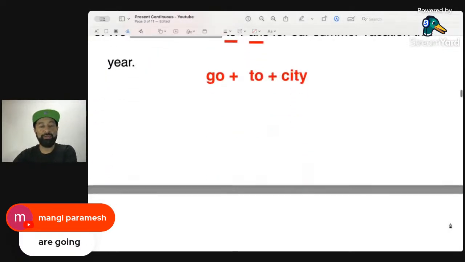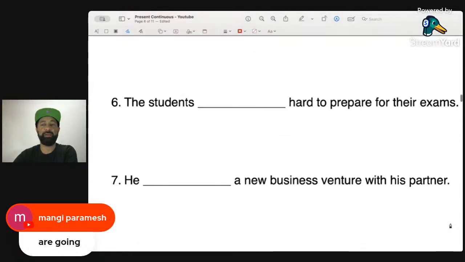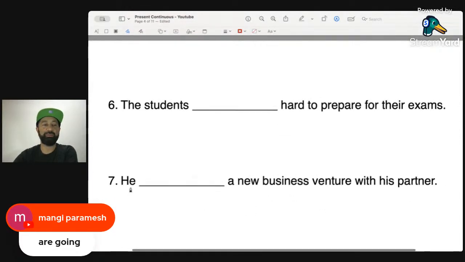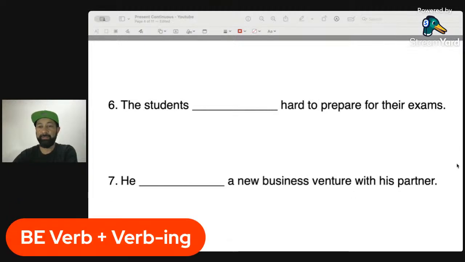This is the warm-up exercise, just getting you comfortable with be, verb, and ing. So it will get more difficult. Number 6, the students something hard to prepare for their exams.